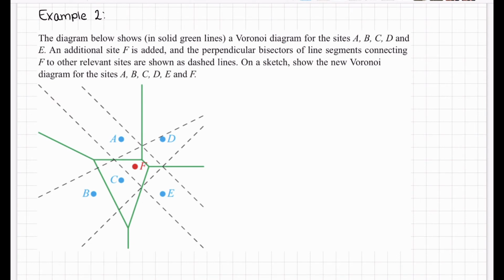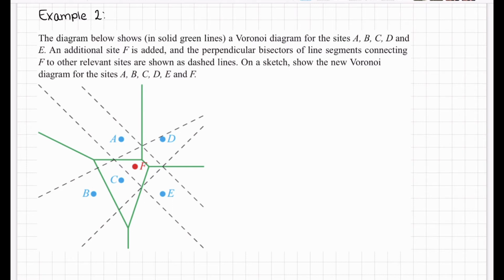So the diagram below shows in solid green lines a Voronoi diagram for the sites of A, B, C, D and E. We add an additional site F, and the perpendicular bisectors of the line segments connecting F to the other relevant sites are shown as dashed lines. So they've already worked out the perpendicular bisectors of F and all the other points and drawn those in for you. On a sketch, show the new Voronoi diagram for sites A, B, C, D, E and F.